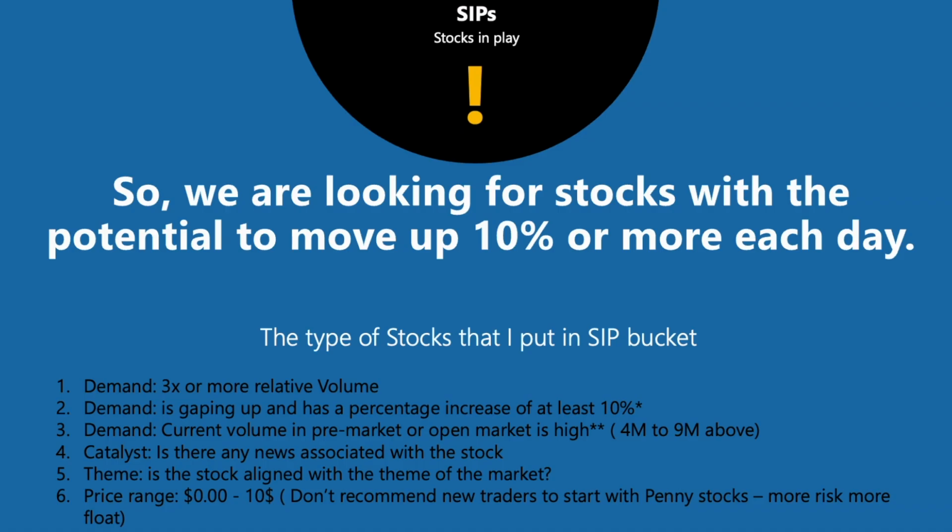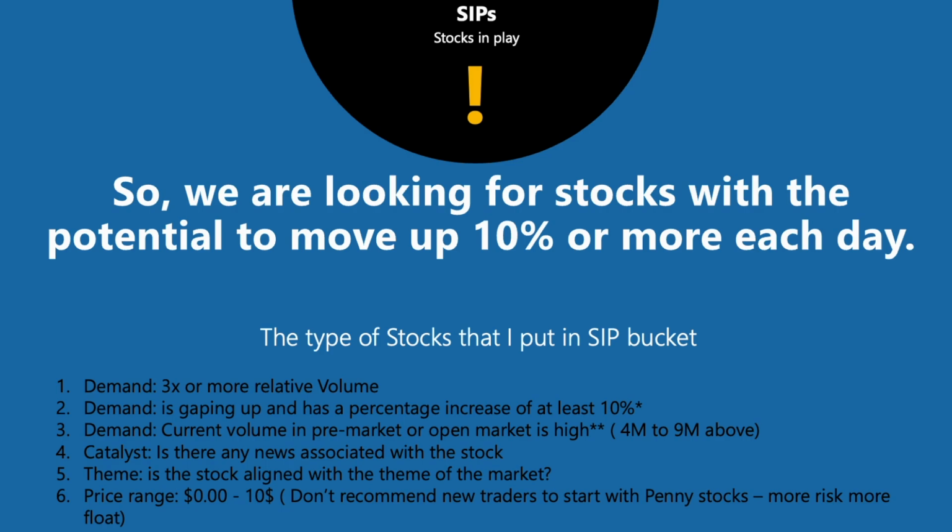The fifth point is theme: whether the stock is aligned with the theme of the market or not. The current theme of the market is AI. Let's say there was one particular stock which was associated with Nvidia. If the news is with Nvidia, the stock is growing. The sixth point for my consideration is the price. I look for stocks which are generally low priced, like $0 to $10.